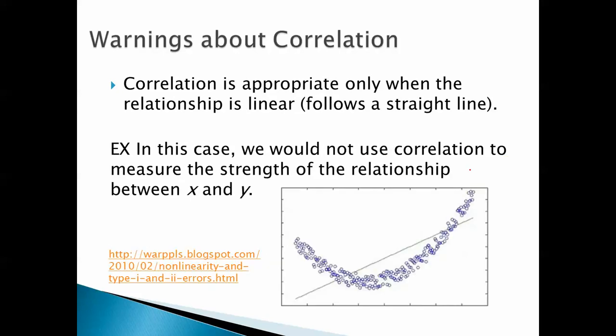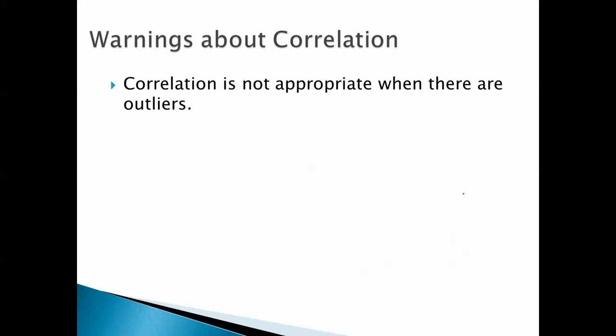Another warning, correlation is appropriate only when the relationship is linear. In other words, when the relationship follows a straight line. For example, in this case, we would not use correlation to measure the strength of the relationship between x and y, because these data do not appear to follow a straight line. Instead, they follow a different kind of curve.